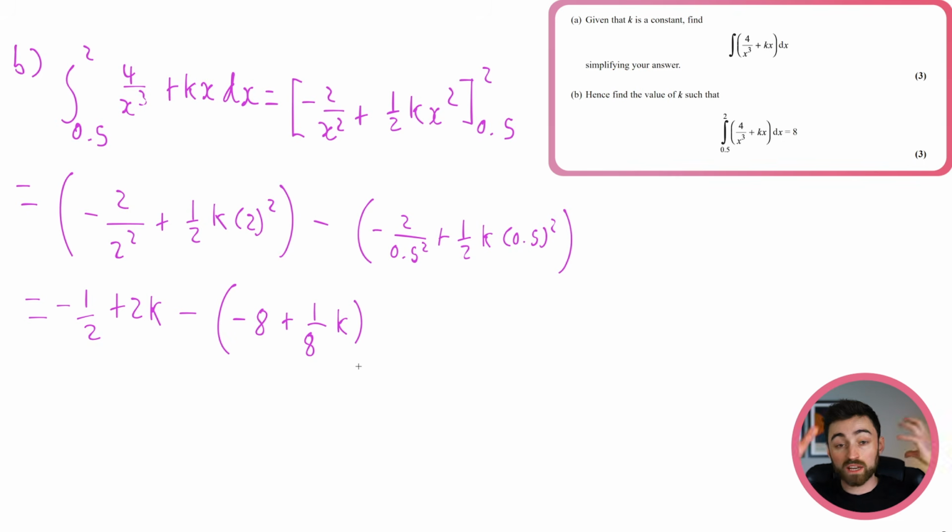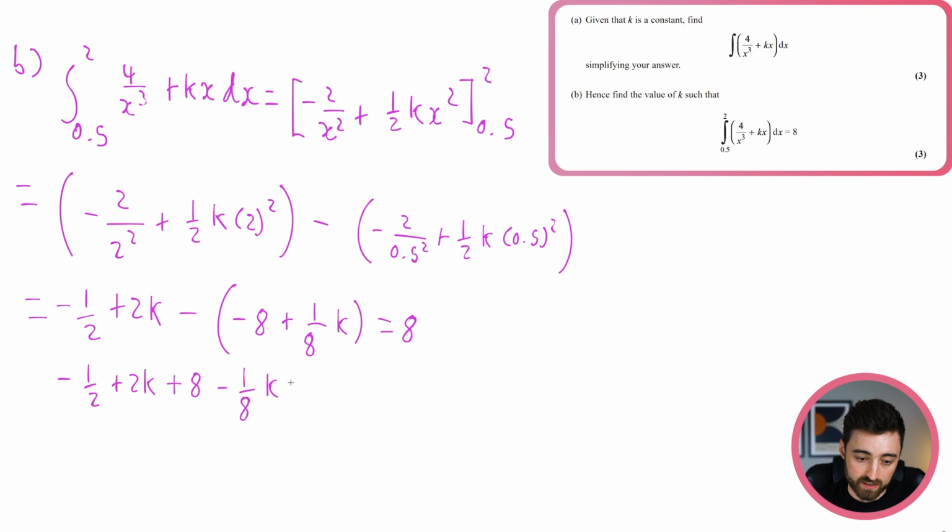We're told that this whole integral, when I put the limits in and everything, is equal to 8. Therefore, I can set this thing, because it's equal to that thing, equal to 8, right? So now let's just see what happens. Let's keep this here. So I get a half minus a half plus 2k minus 8, so plus 8, minus 1 over 8k equals 8.